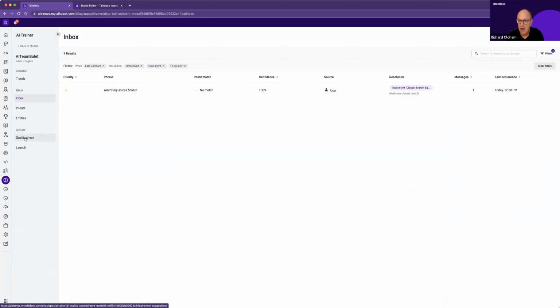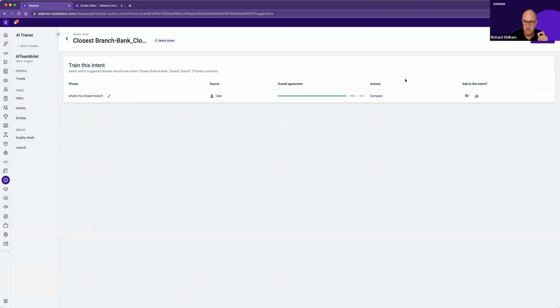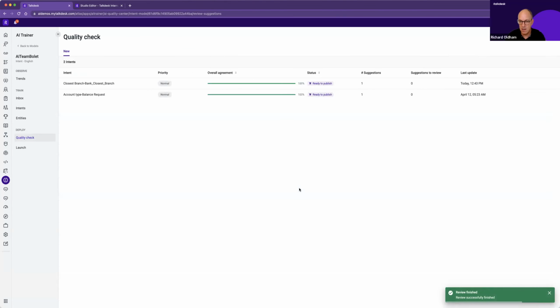A supervisor or an admin or another role also during the day, or perhaps first thing in the morning, might come along and do some quality checks. I see that the agents have proposed that there's this new phrase that we should push to this intent. So I click in there. I can review and say, what's my closest branch? Yep, I agree. So I'm going to start the review. Confirm that we're going to accept this phrase and push it through to that intent. End review. So as a supervisor or another role, I can go through and also within this AI Trainer start to do some checks around the proposals that the agent have performed.